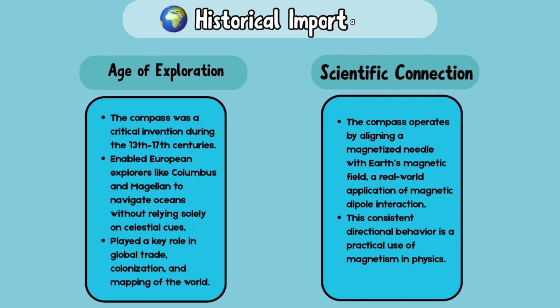Historical importance of the compass. Firstly, the age of exploration. The compass was a critical invention during the 13th to 17th centuries. It enabled European explorers to navigate oceans without relying solely on celestial cues. Secondly, scientific connection. The compass operates by aligning a magnetized needle with Earth's magnetic field, which is a practical use of magnetism in physics.